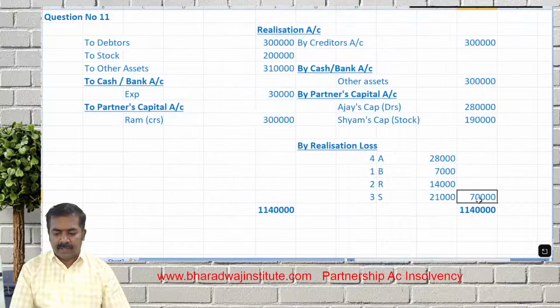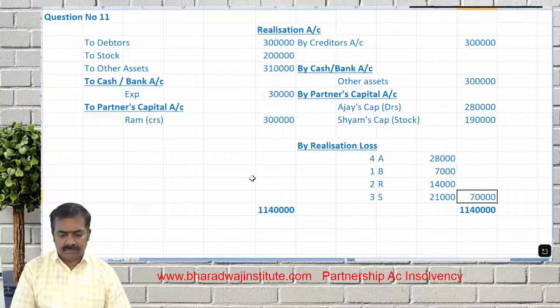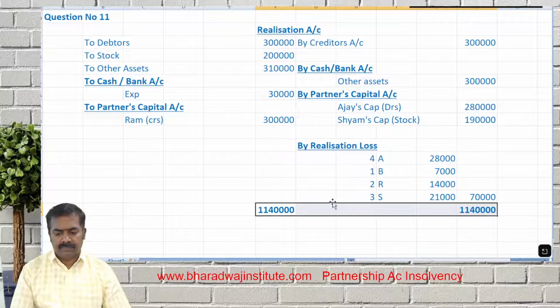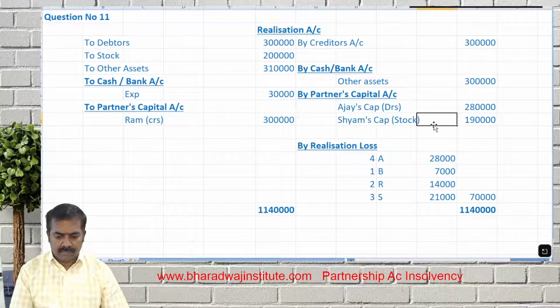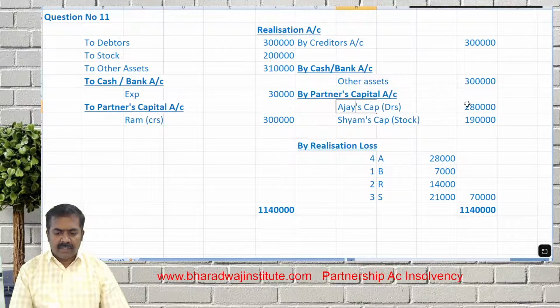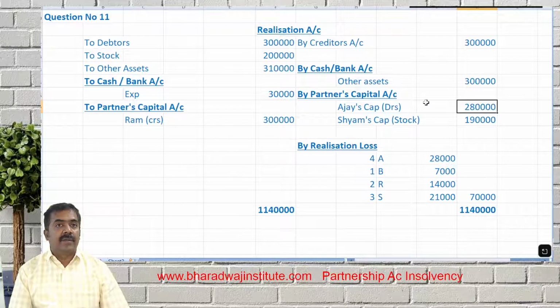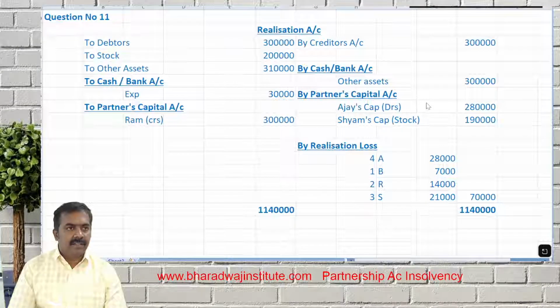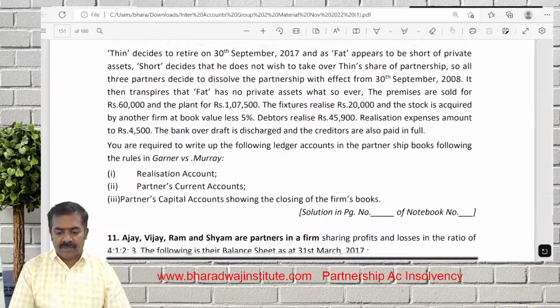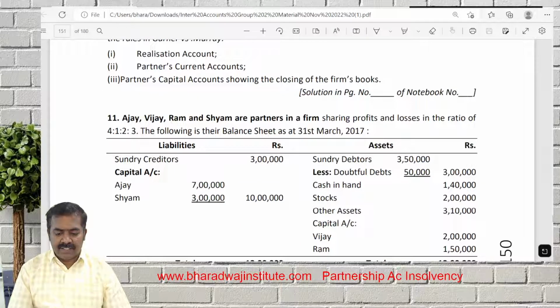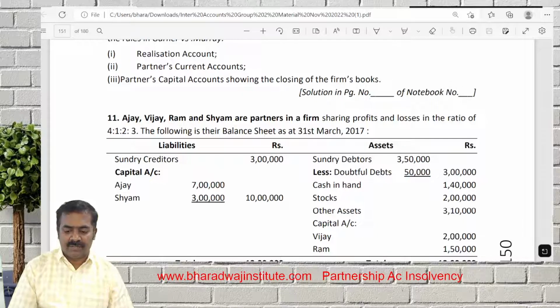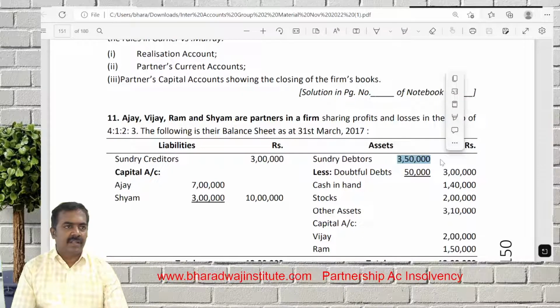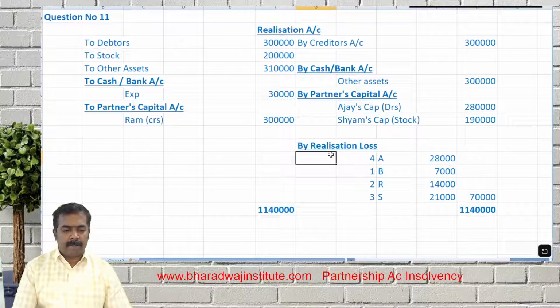Next, prepare the capital account of partners. Debtors 3,50,000 into 80%. And what is the ledger balance? This is not a bad debt. It is a doubtful debt. The ledger balance is only 3,50,000. Collectible balance is 3,50,000. So into 80%.